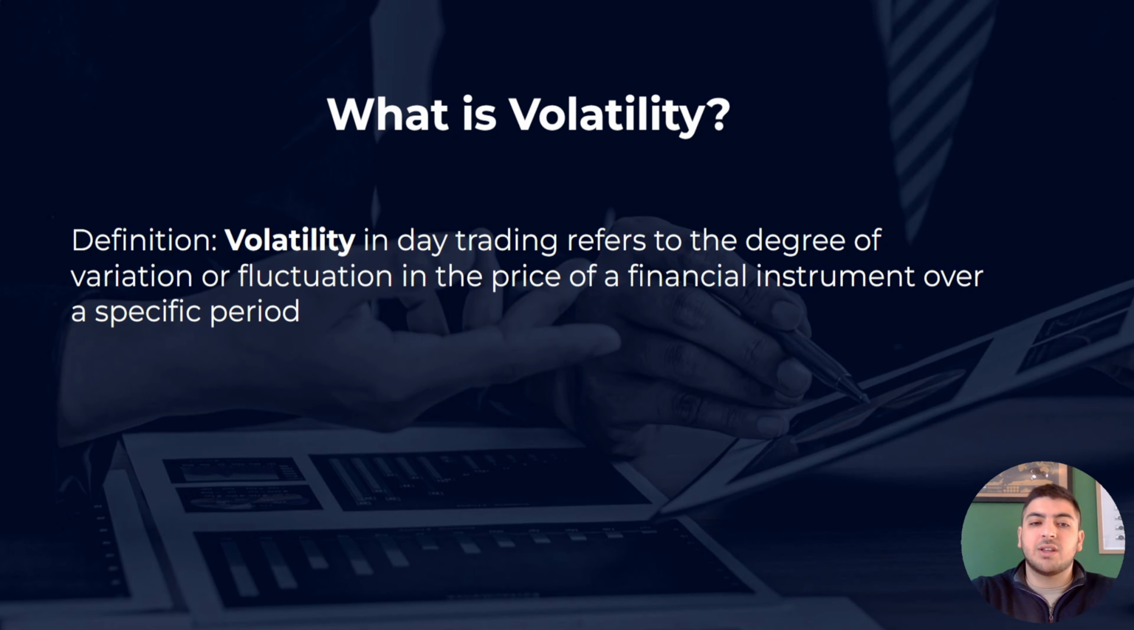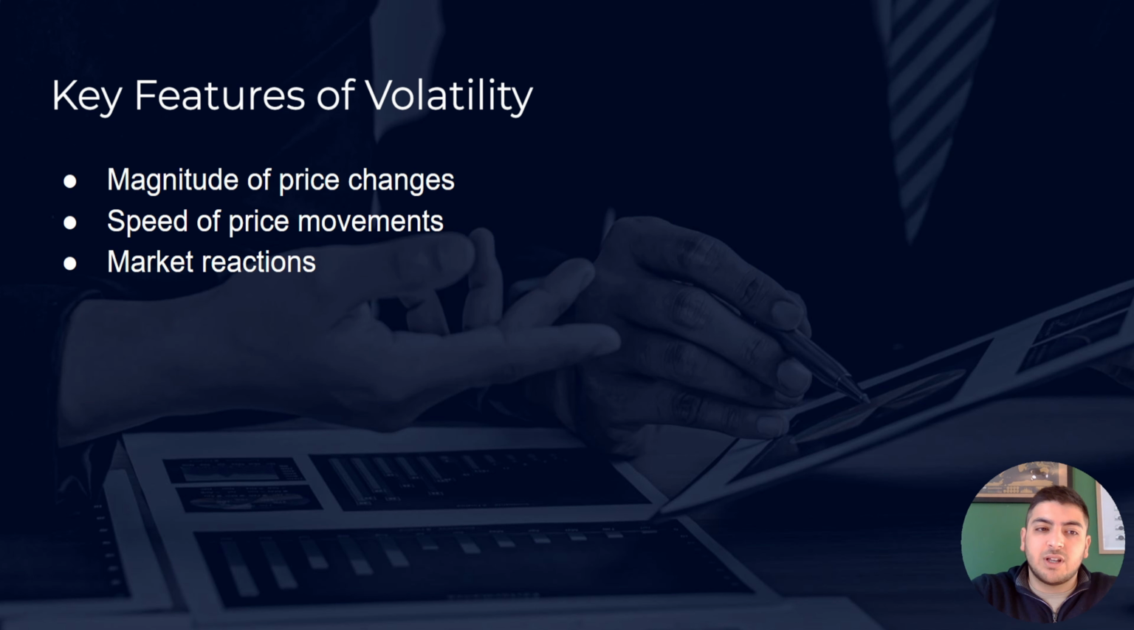The definition of volatility is that it refers to the degree of variation in the fluctuation of the foreign exchange market over a specific period of time. Key features of volatility are the magnitude of the price changes, which in simple terms means large movements, and large price changes could incur large profits. The speed of the price movements, which is how quickly the price moves from point A to point B, and market reactions, how the market reacts during news, uncertainty, and different economic imbalances, making it more volatile.